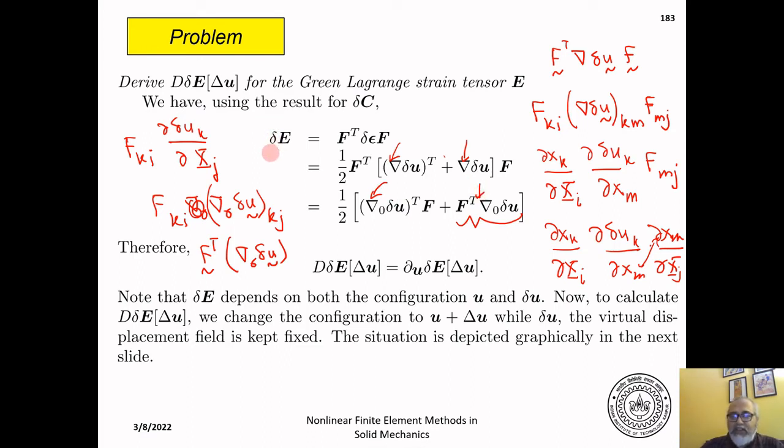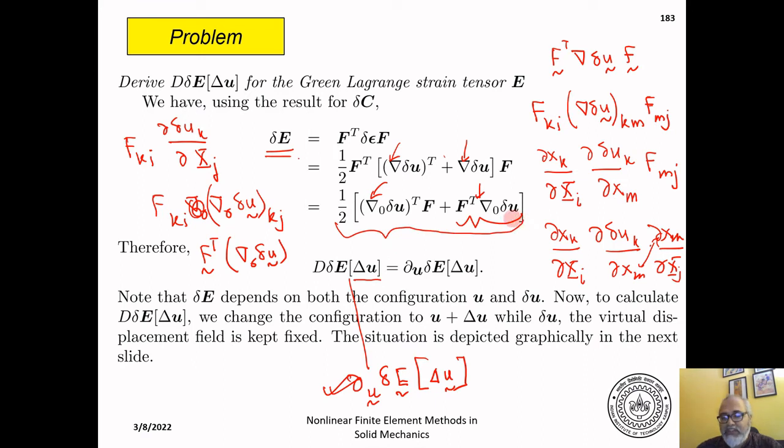And now once we have delta E, the first variation of E, we need to take the second variation of E in the direction of delta U. This simply is the directional derivative with respect to U of delta E in the direction of triangle U. So this is what we have to evaluate. Now we will evaluate it on this expression.